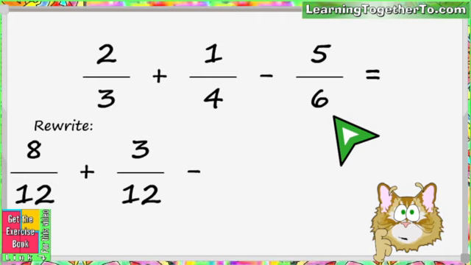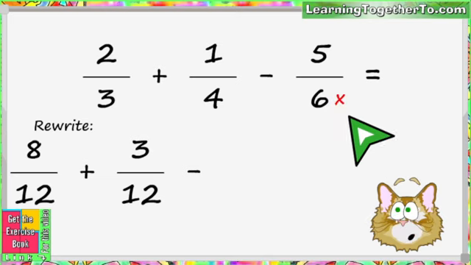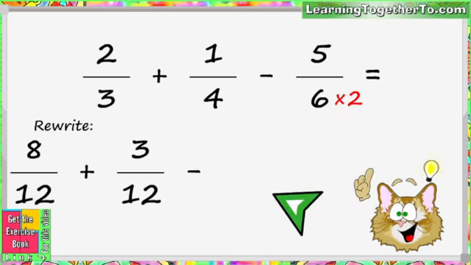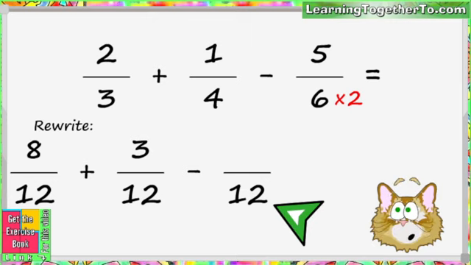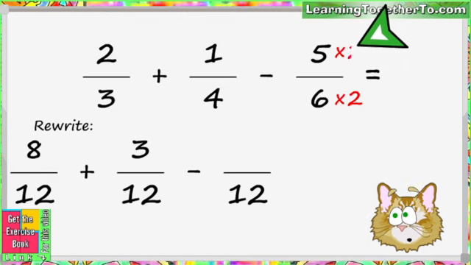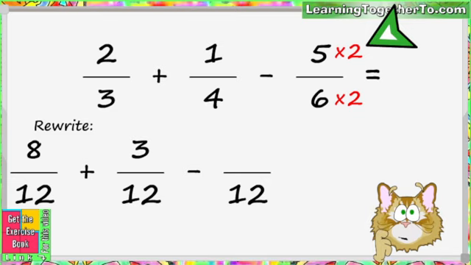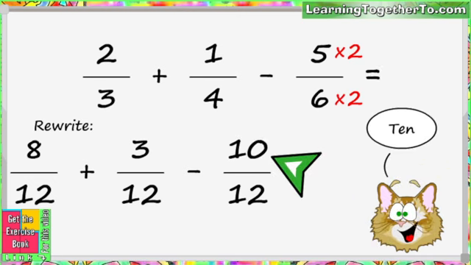Finally, we need to change the 6 in the third fraction to 12. What do we need to multiply 6 by to get 12? 2. Nice job, Frank. 6 times 2 is equal to 12. Very good, Frank. Remember, Frank, whatever we multiply the denominator by, we must also multiply the numerator by. Well done, Frank. If we multiplied the denominator by 2, we must also multiply the numerator by 2. 5 times 2 is equal to 10. Excellent, Frank.